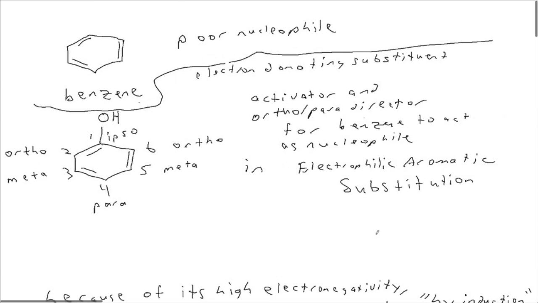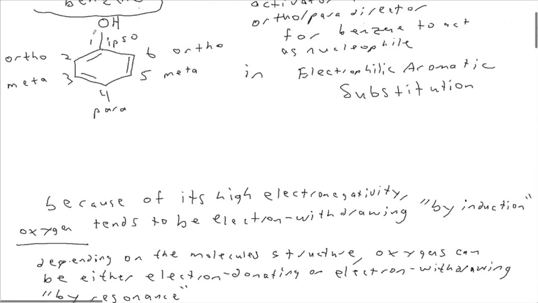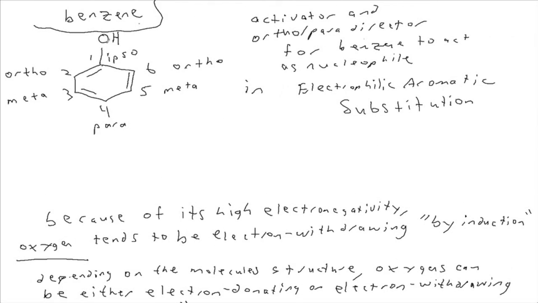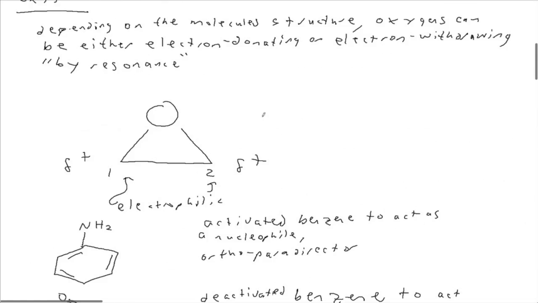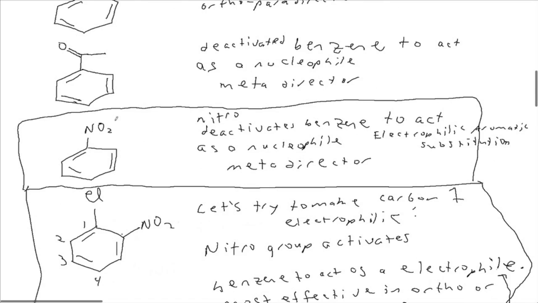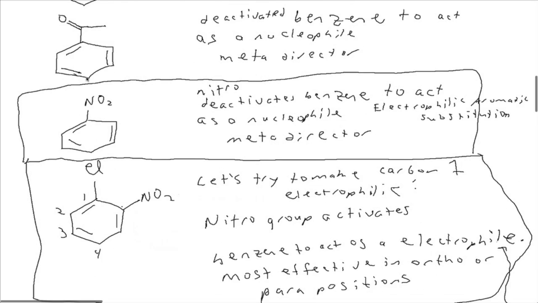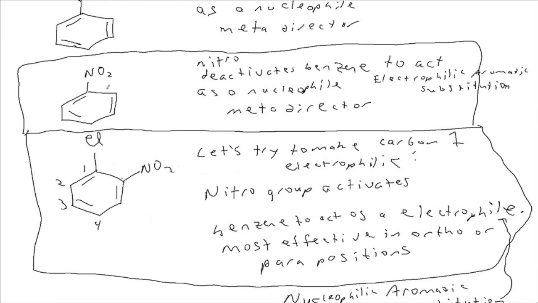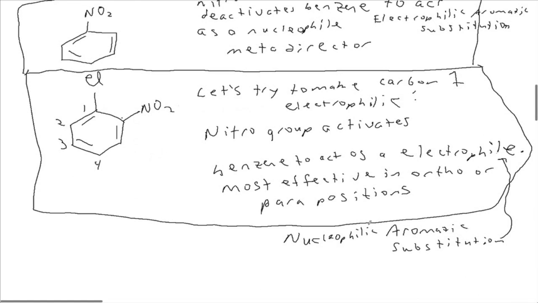So I think we did four different examples of that. We saw that this group was an ortho-para director and an activator for electrophilic aromatic substitution. This group was also an ortho-para director and an activator. This group was a deactivator and a meta director. And the nitro group was a meta director and a deactivator. That's a key topic in the second semester. And then we briefly looked at nucleophilic aromatic substitution, which you might cover in your course, and we saw that things basically reverse in that case.